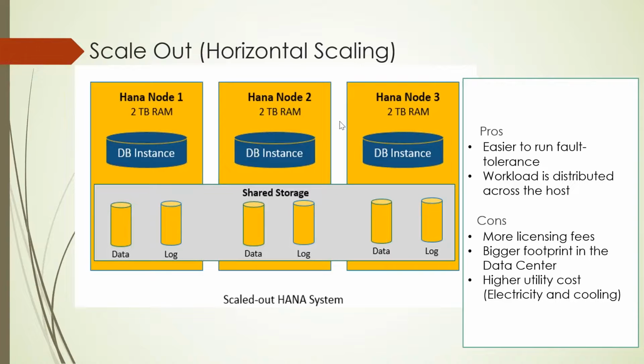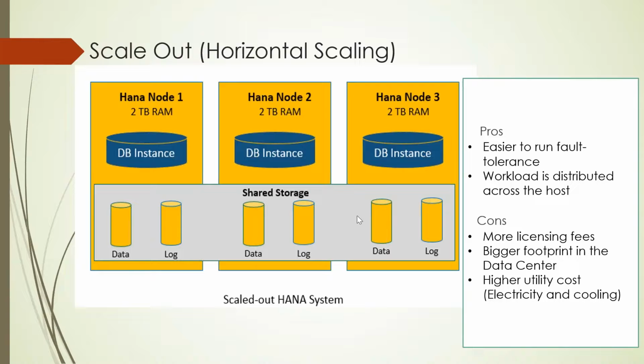So if you see, you require the OS license for node 1, the OS license for node 2, and the OS license for node 3. And for the HANA database memory license, you require a license for 6 TB of RAM. So the license and your database footprint will be higher. Basically, we go with this scale out scenario if you have a bigger database footprint.